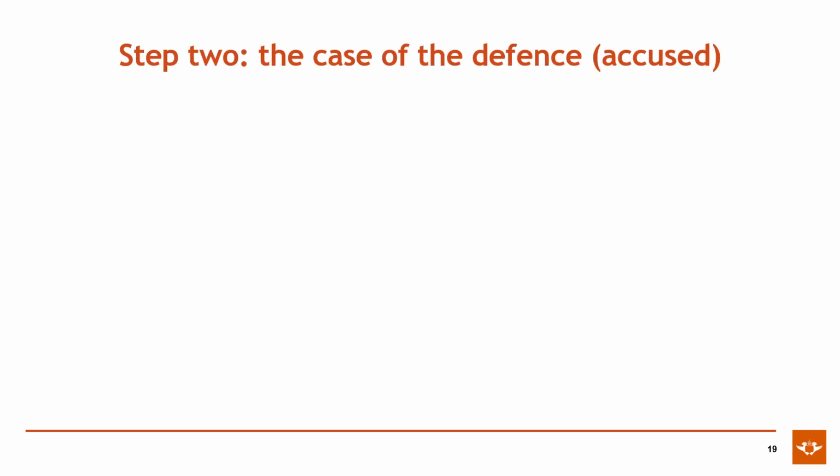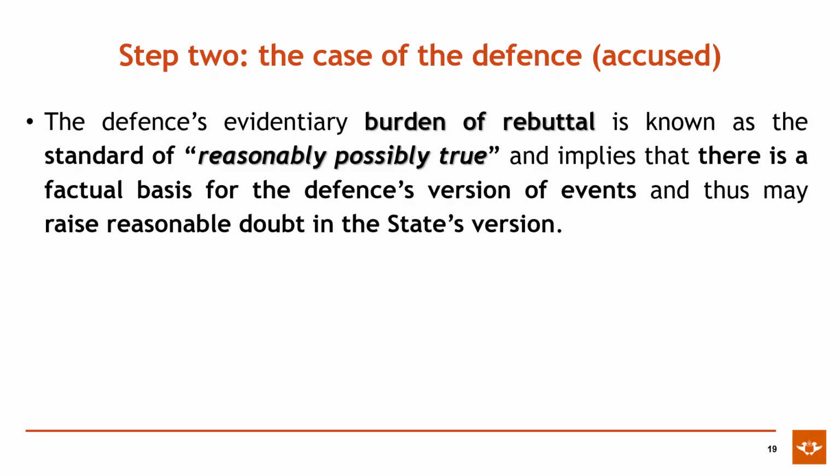So the main purpose of the defense's rebuttal is to raise reasonable doubt in the state's case. So this standard of proof is referred to as the standard of reasonably possibly true. If their version of events or their defense is reasonably possibly true, then the court cannot find the accused guilty beyond a reasonable doubt. Okay, so those two kind of go hand in hand.